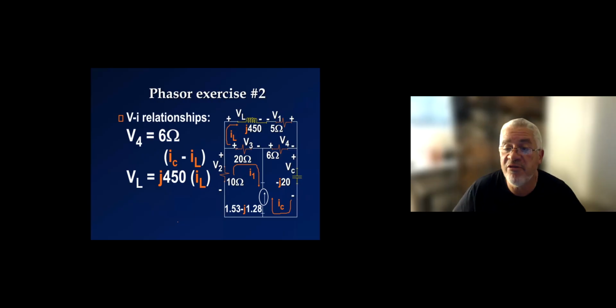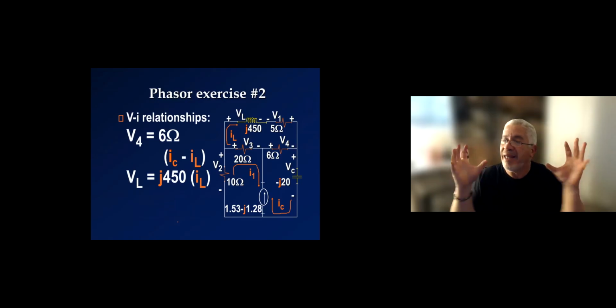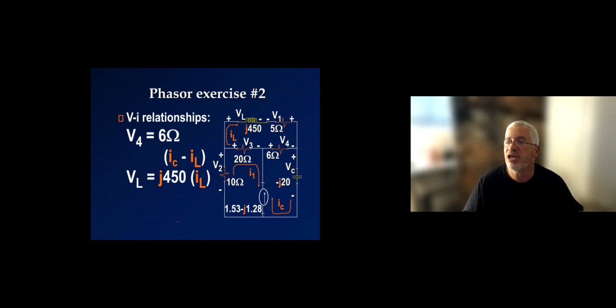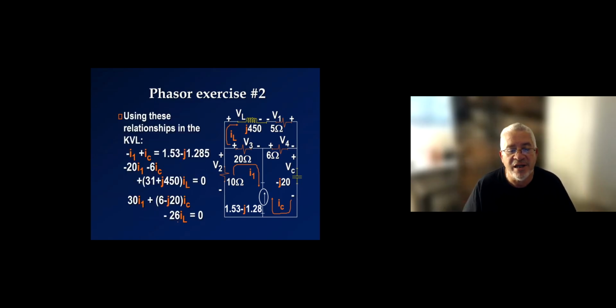And finally, for V4, the 6 ohm is shared by two meshes. So you need to have two currents. Looking at the passive sign convention, V4 is 6 times IC minus IL. And finally, VL is j450 times IL. We take all of these voltage current relationships, we bring them into the 2 KVL equations, and essentially we end up having three equations, three unknowns. This is the source equation, the original source equation for the current source, and this is KVL1 and KVL2.